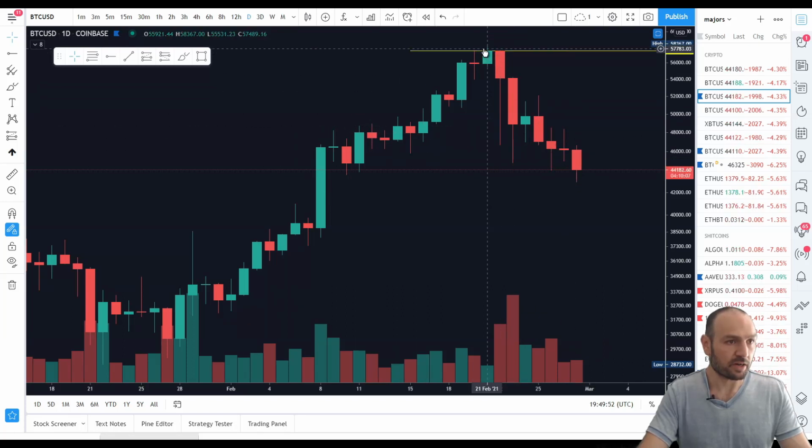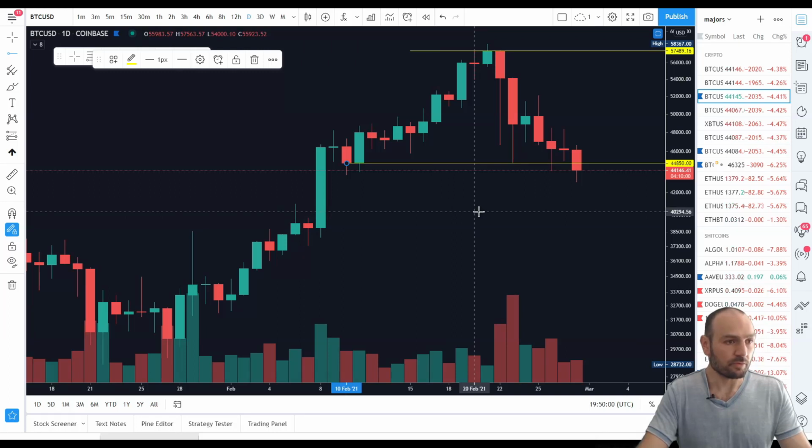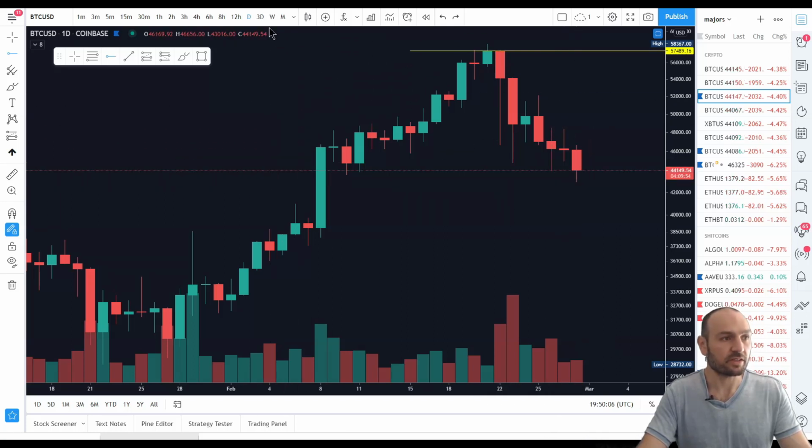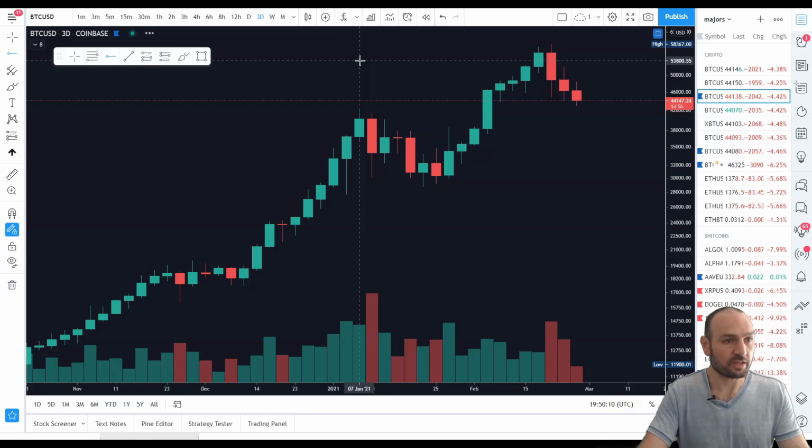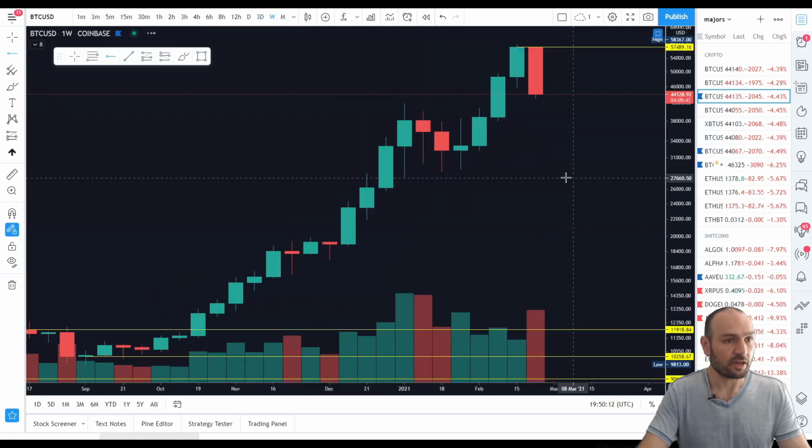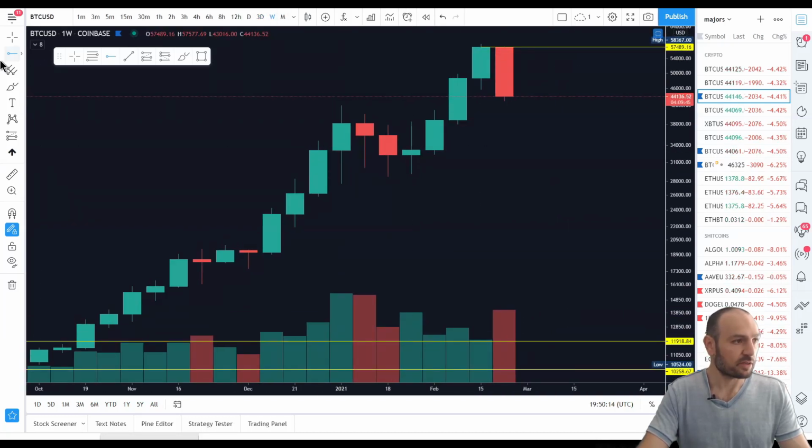Like, where do you put your high? This is an obvious high. And then where's your previous high or low? I was thinking this, or it could be this. It's up to your interpretation. In any case, it looks like we're in a downtrend. And if it's not clear, you move to a higher time frame, like the 3-day or the weekly. And on the weekly, it's an uptrend.